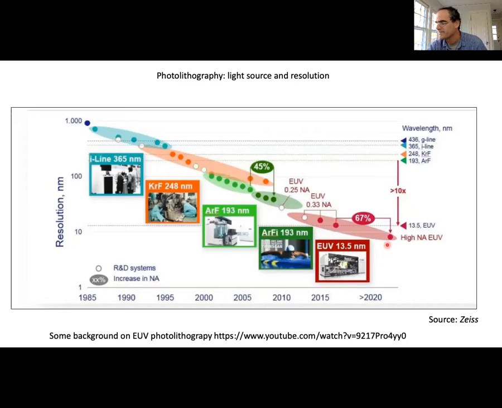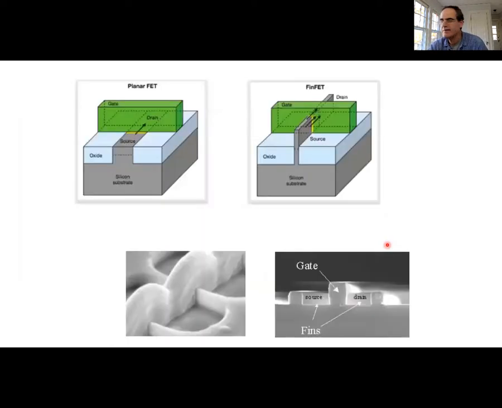Okay. Well, what kind of structures then can you make with these very short wavelengths? And how can you try to overcome the problems that we've talked about, the problems of tunneling and process variation?